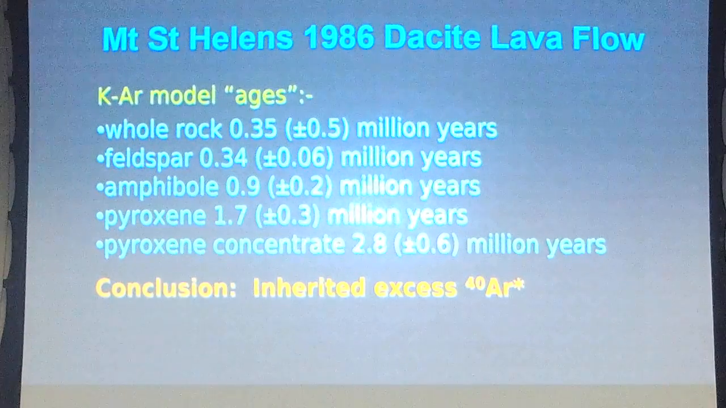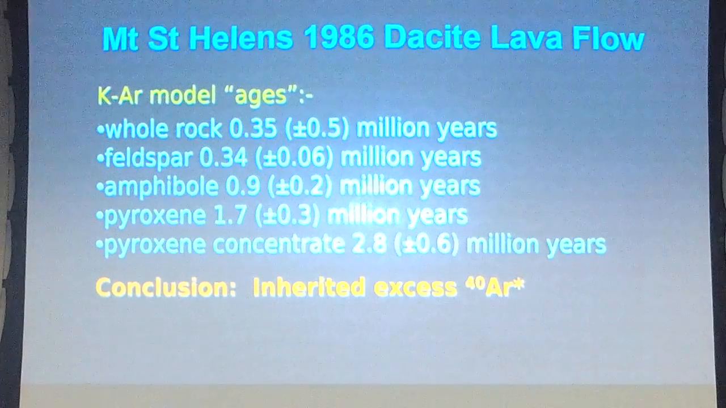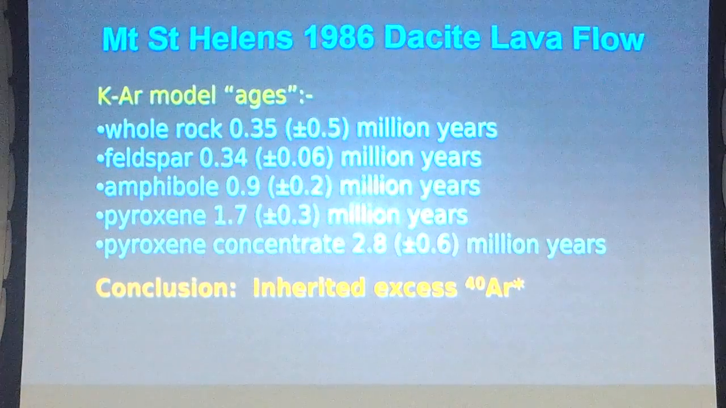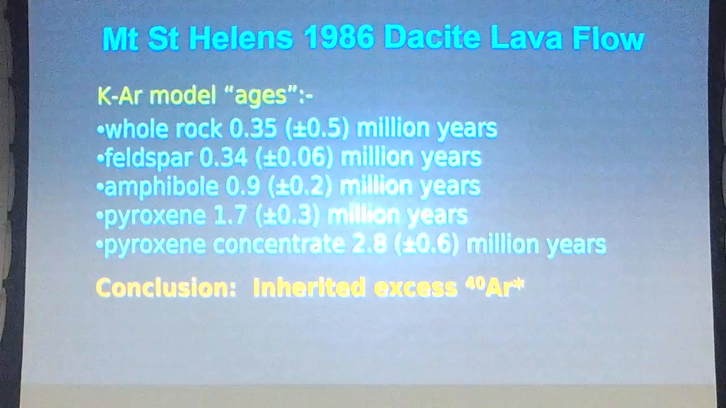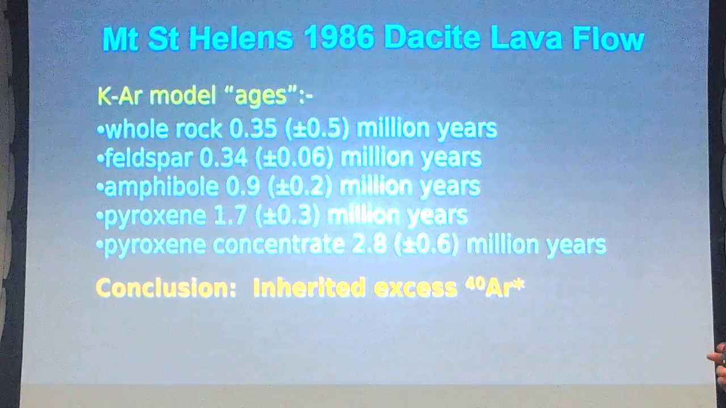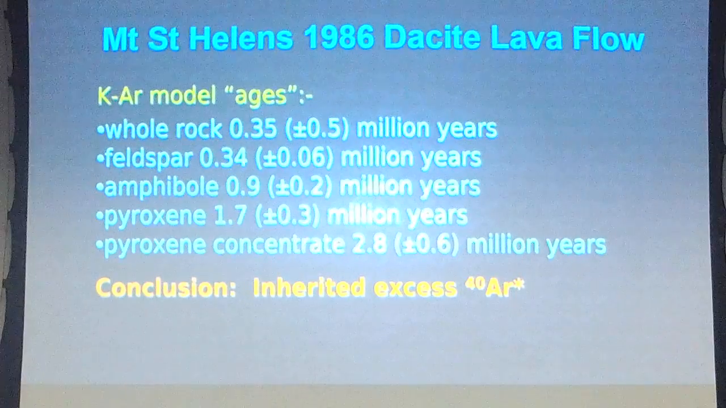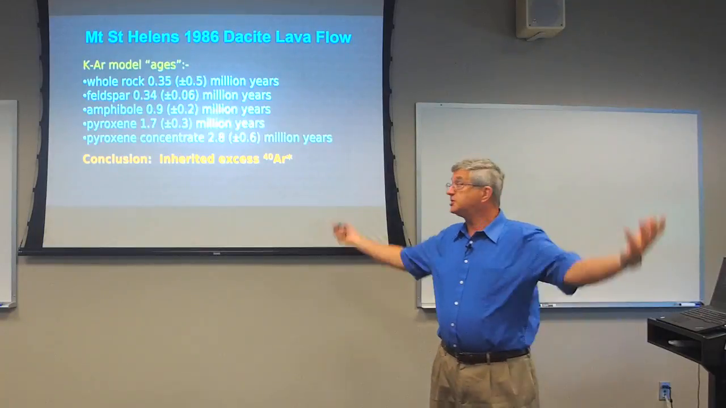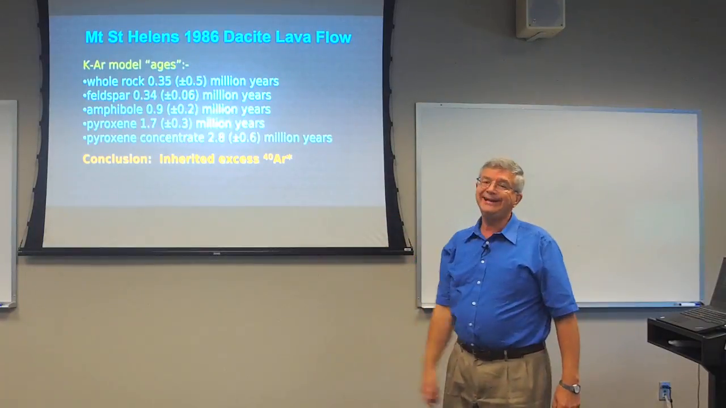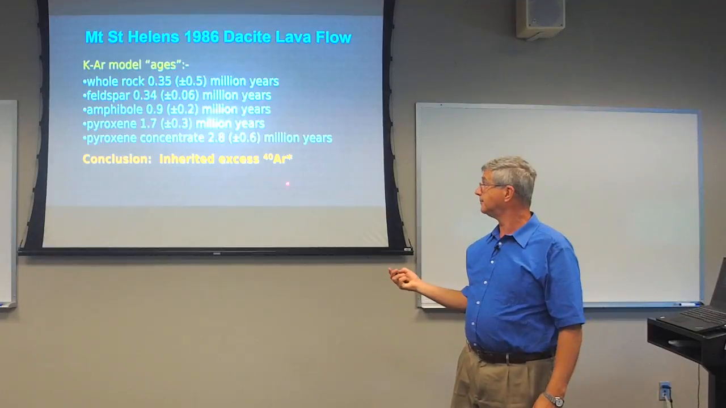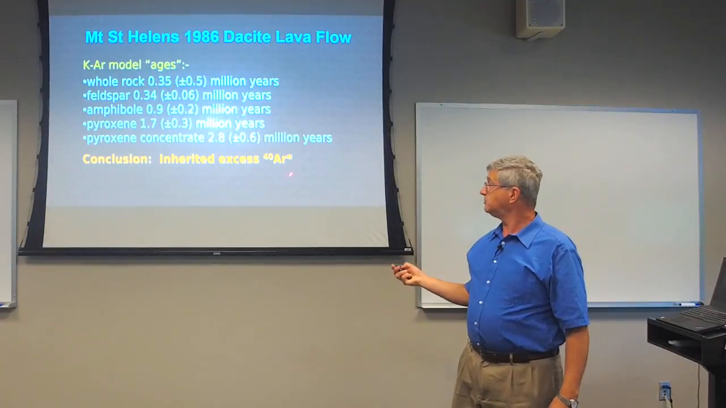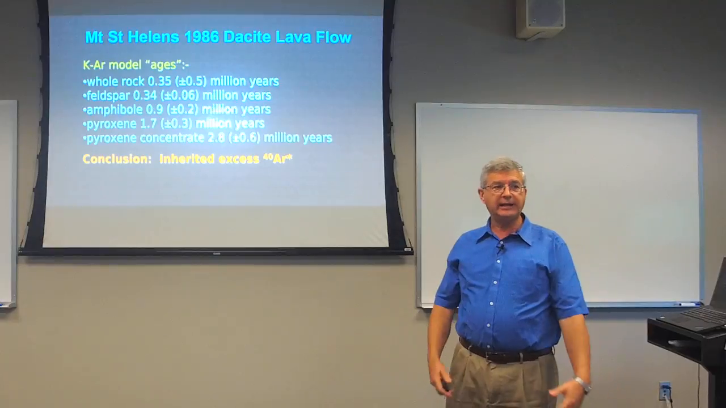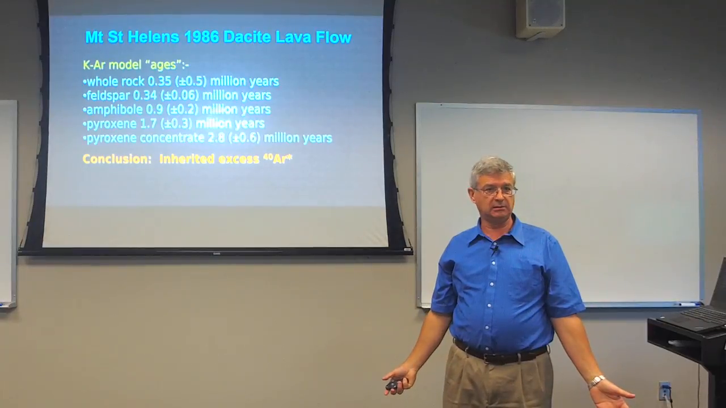We separated different minerals and dated the minerals separately. And so in a pyroxene concentrate, we got an age up to 2.8 million years for a rock that was only 10 years old. And the answer was obvious. Well, it had inherited excess argon. In other words, there was more argon in the rock than had come from radioactive decay.